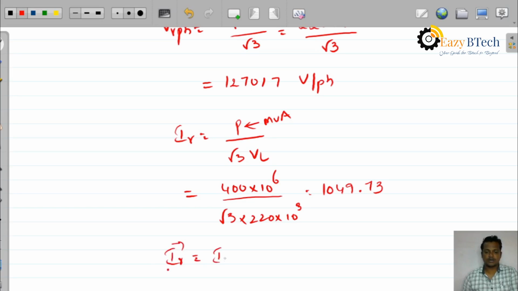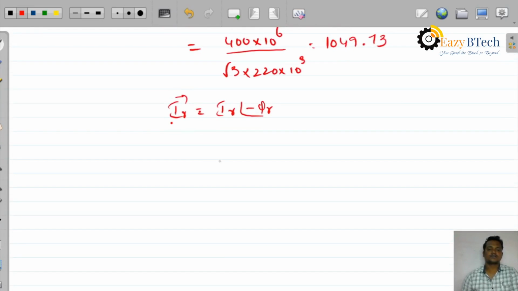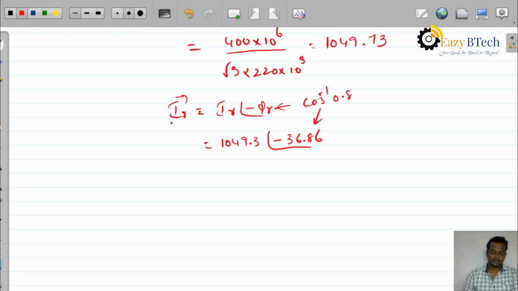Therefore, the IR vector equals IR at an angle minus phi. Here the IR value is 1049.73 at an angle minus phi R. The phi R value is 36.86. Phi R is nothing but cos inverse of 0.8, which gives this angle.